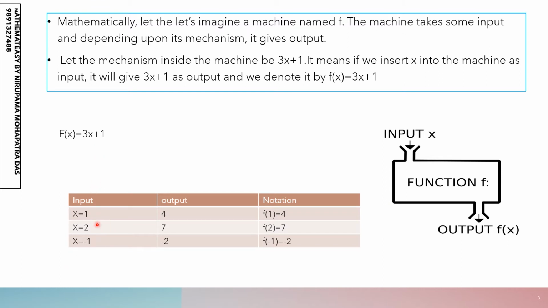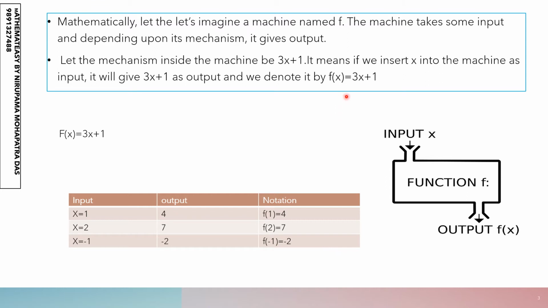and if we put x equal to 1, 3x plus 1, that is f(x) = 4, meaning f(1) = 4. Similarly x equal to 2, now 3x plus 1, 3 into 2 plus 1, that is 7, the output is 7. It means f(x) at x equal to 2 is 7, or we can say f(2) = 7. If we take x equal to minus 1, our output is f(-1), that is 3 into minus 1 plus 1, so you are getting minus 2.